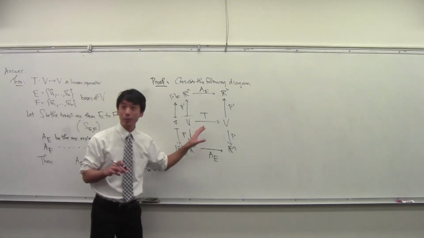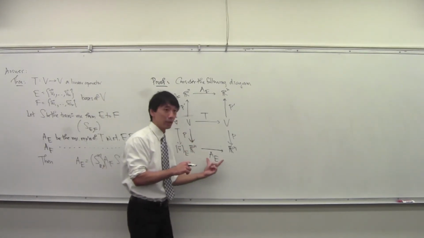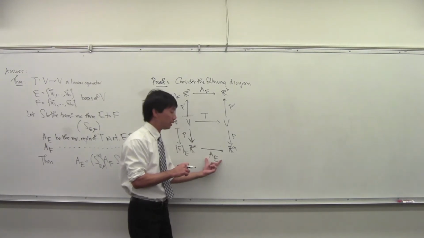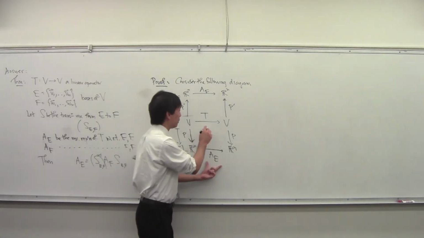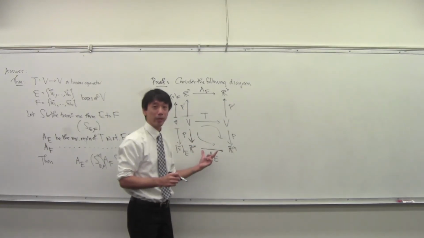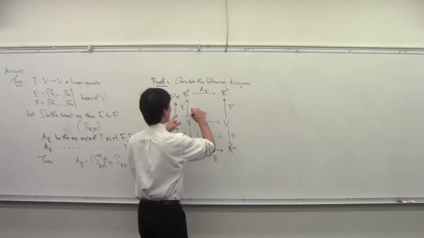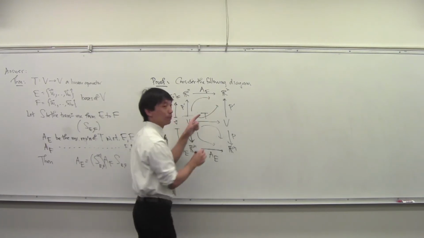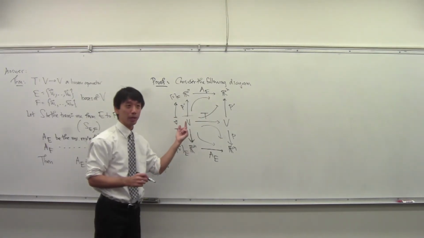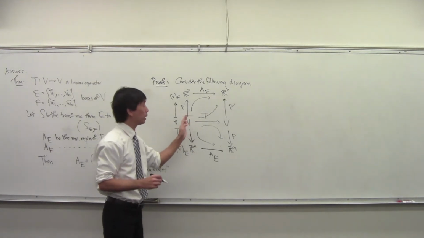Okay, so remember what these things are, right? The matrix representation with respect to E means that you can go this way or you can go this way and you get the same thing, right? The matrix with respect to F means that you can go this way or you can go this way and you get the same thing, right?